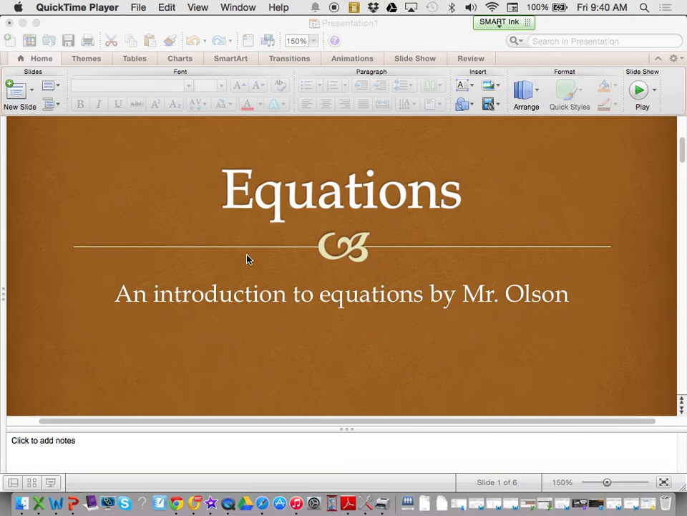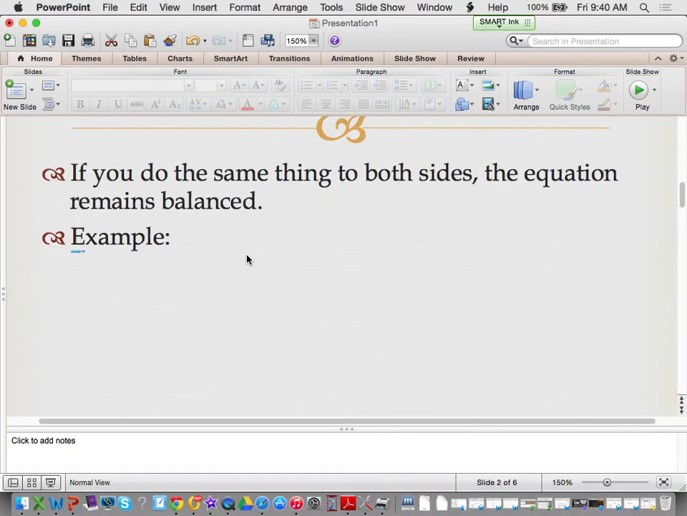All right, we're going to talk about equations today. We're going to give a brief introduction to equations. So, an equation is something that has an equal sign. It's an expression with an equal sign on the end.